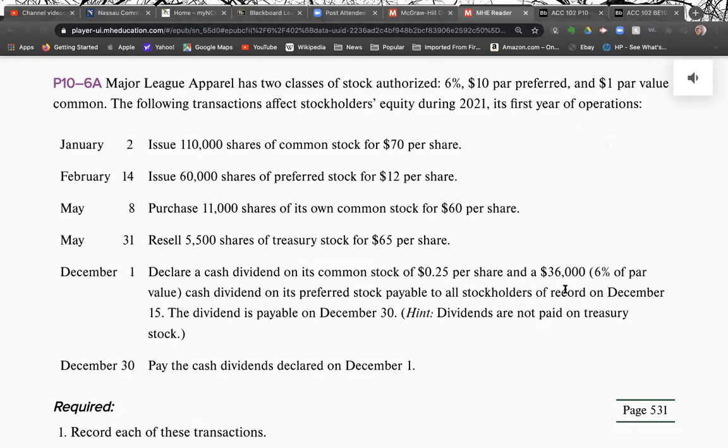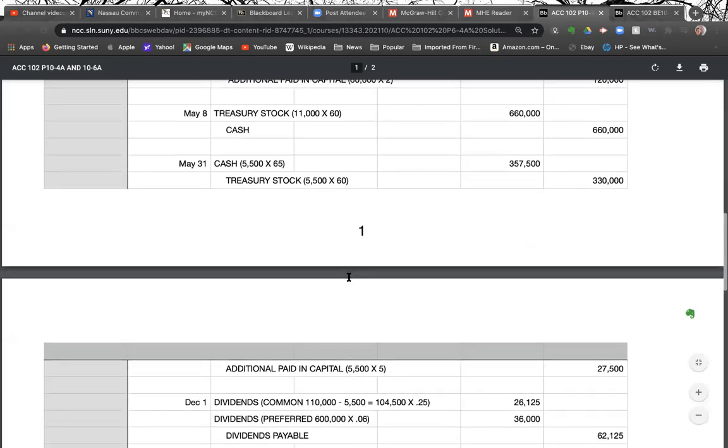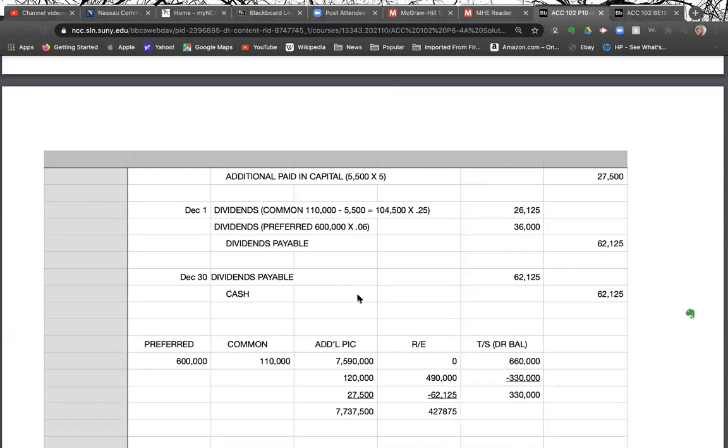So we know that $36,000 is the part of the dividend that goes to the preferred, but what goes to the common? We need to calculate the shares outstanding and then multiply that by 25 cents a share. So let's go over here and see how to do that. Now I have two debits to dividends. I think when you do this problem in Connect, you just have to give them one number, but I did it as two separate numbers so you can see how it works.